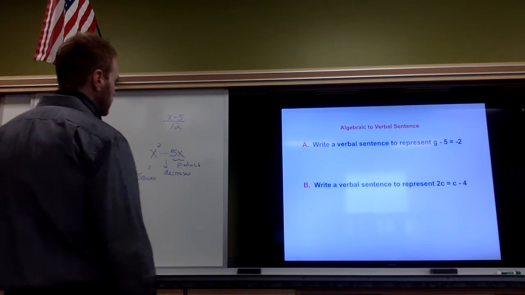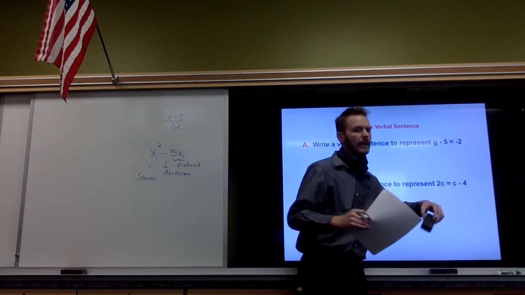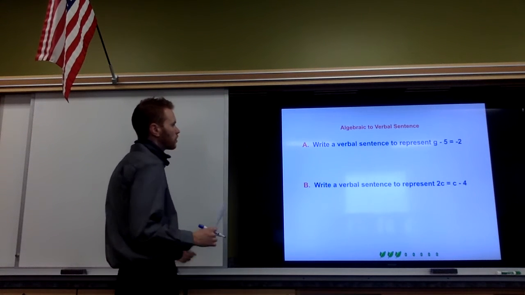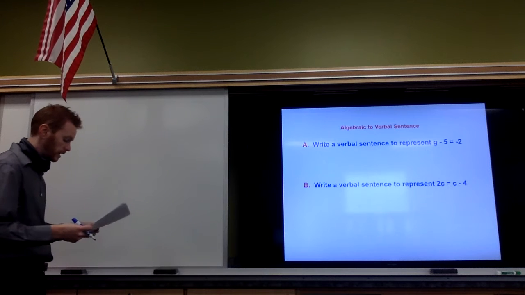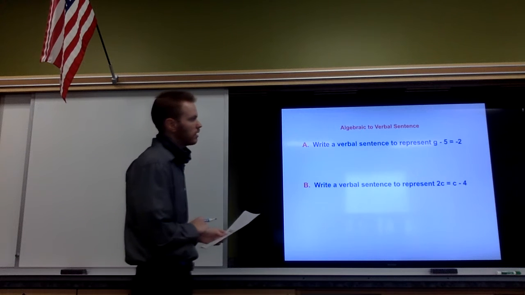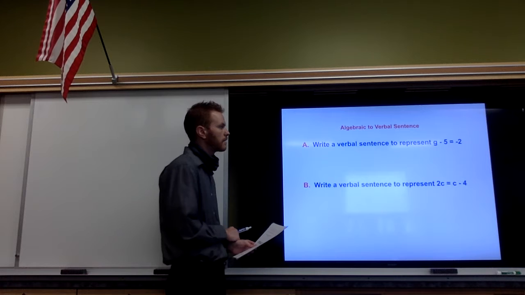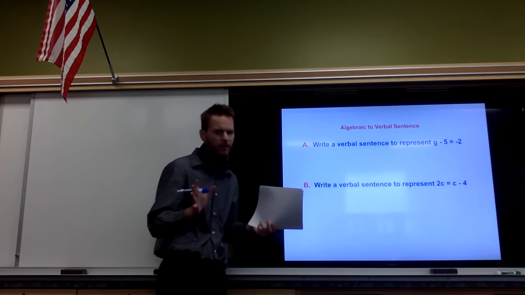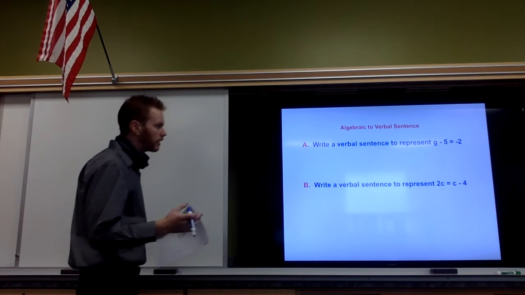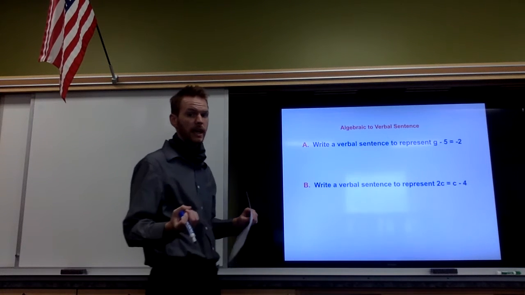Okay, let's do the opposite. Let's use this expression and let's write some words. We're going to do the reverse now. So g minus 5 equals negative 2. So what's another way for subtraction? Now some people might say g minus 5 equals negative 2. Not a bad sentence, but we can do it a little bit better. Another word for subtraction is difference. So let's use difference instead.